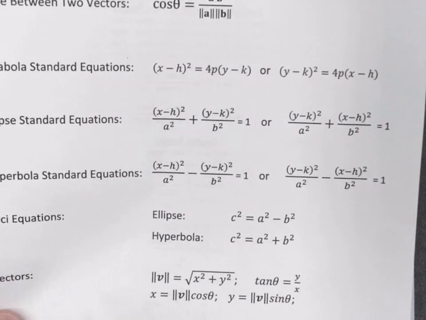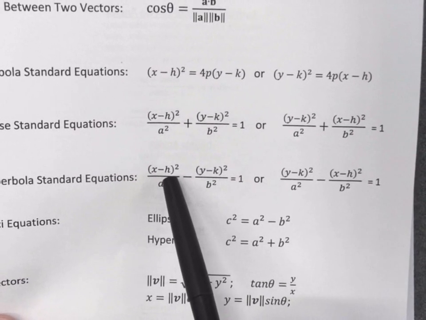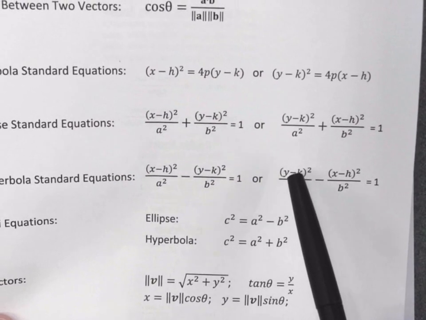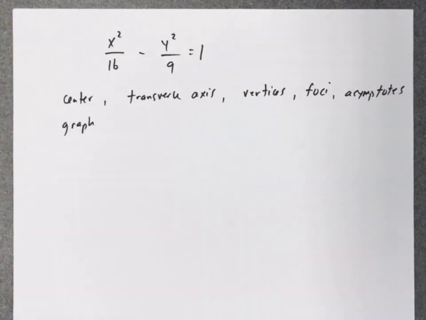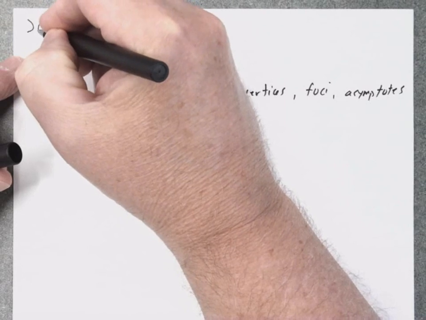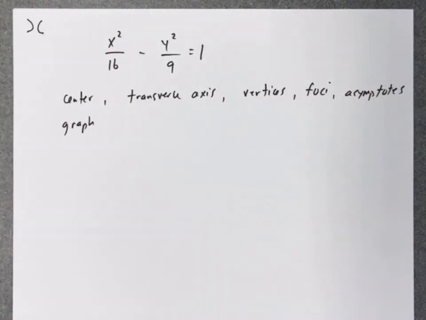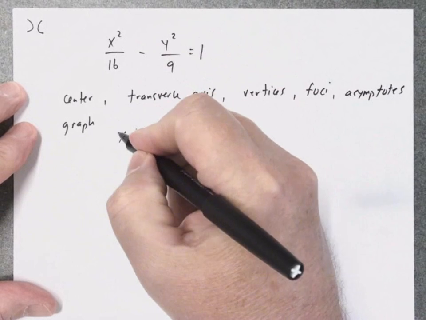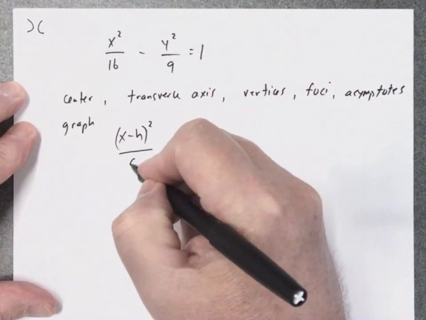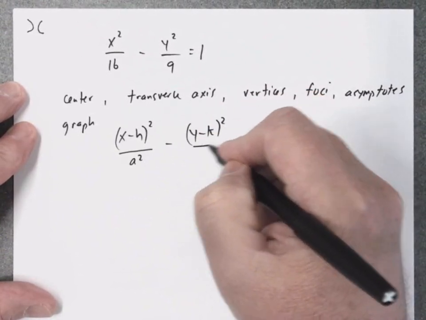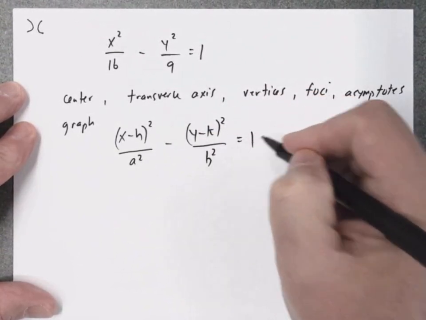When the x squared is the positive term, that's a left or right hyperbola. And if the y squared is positive, that's an up or down. So this is going to be a left or right, which basically looks like two parabolas back to back. So the standard equation for this is x minus h quantity squared over a squared minus y minus k quantity squared over b squared equals 1.